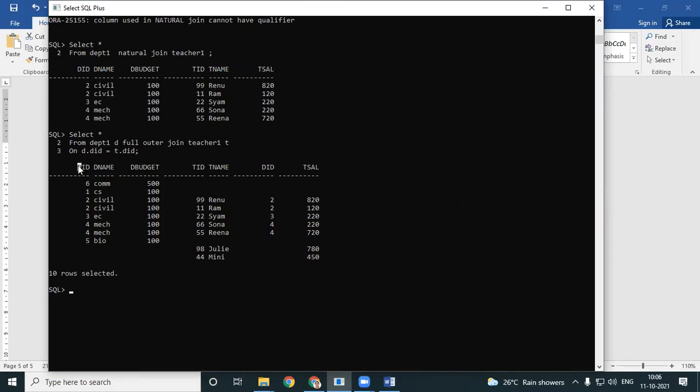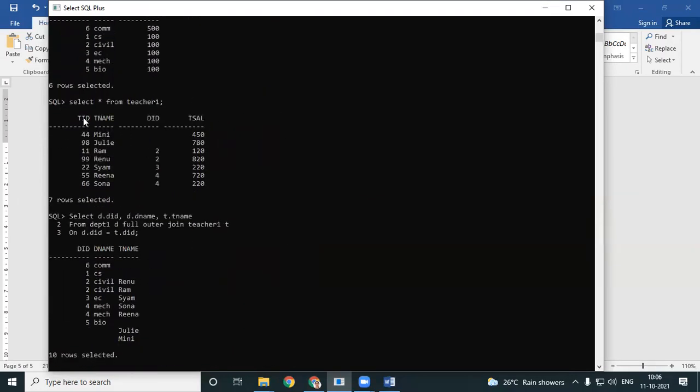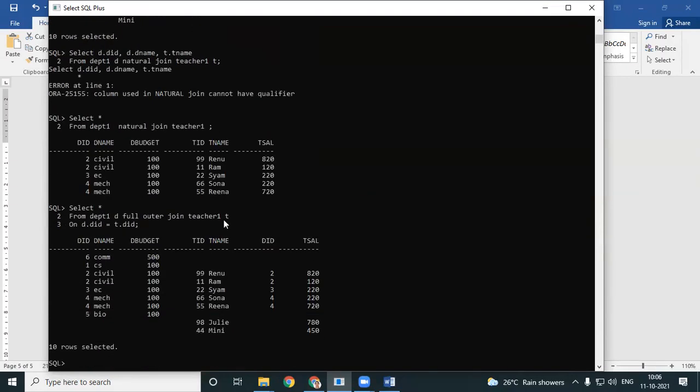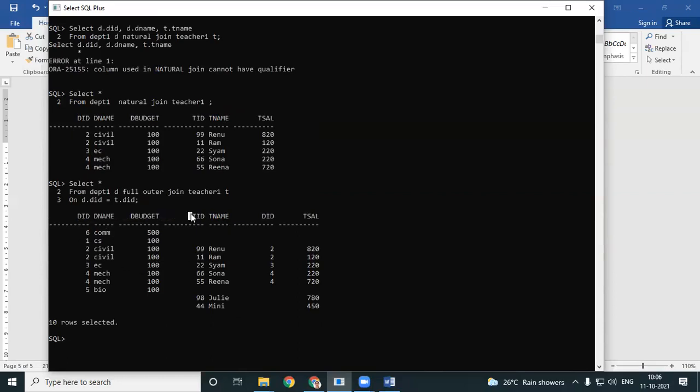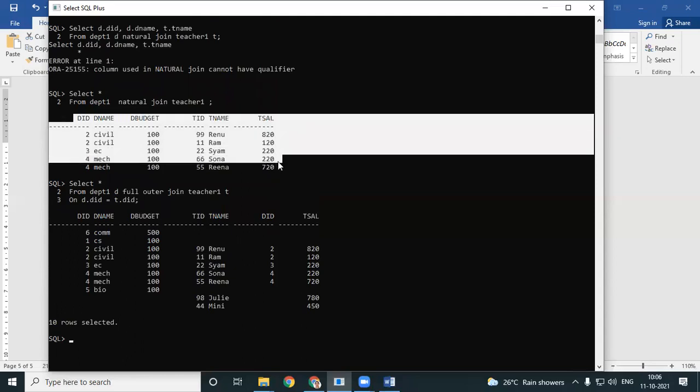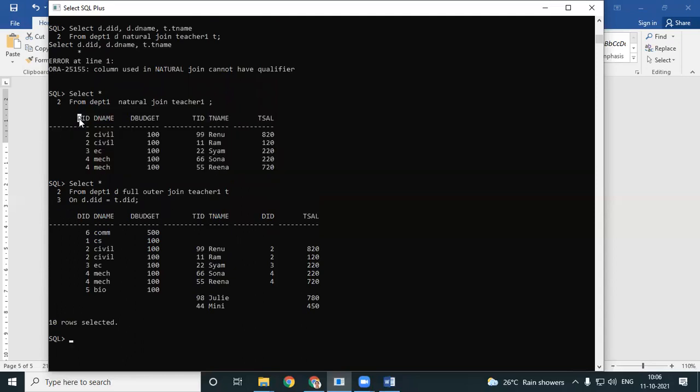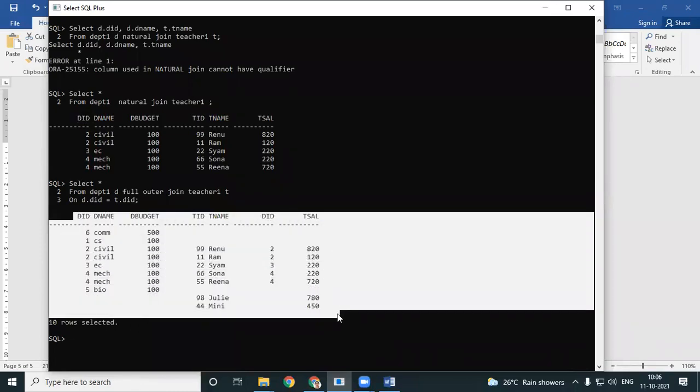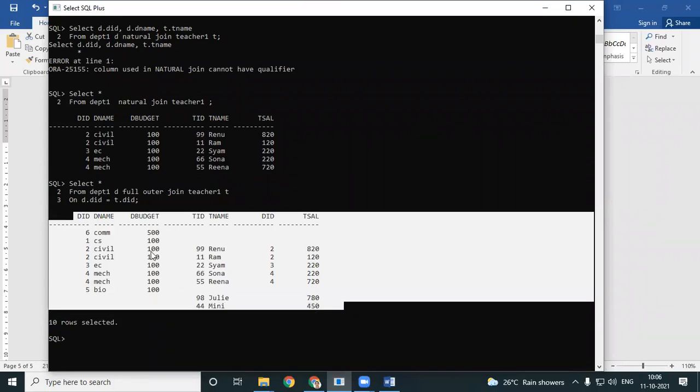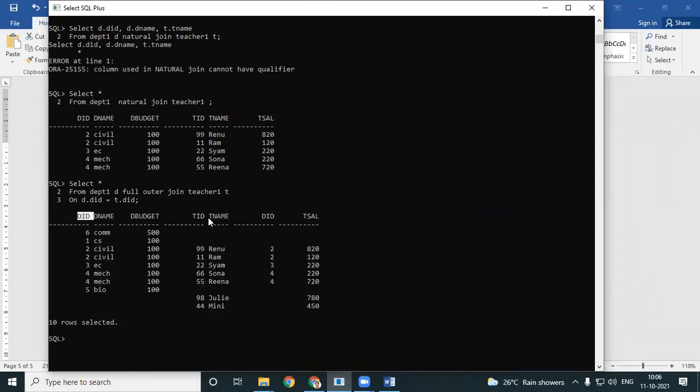Look in full outer join. DID, dname, dbudget, and then next my whole second table comes in: TID, tname, DID, salary. All that is taken. Here in natural join you will have one field fewer because DID is taken as common. Here in full outer join you will have one field more because it is not taken as a common field.